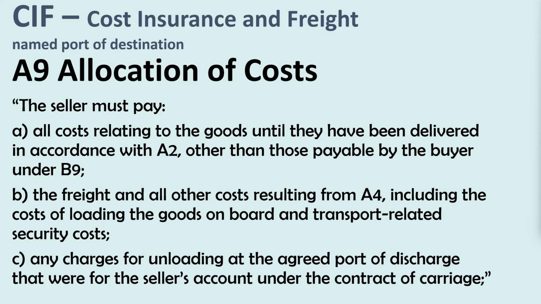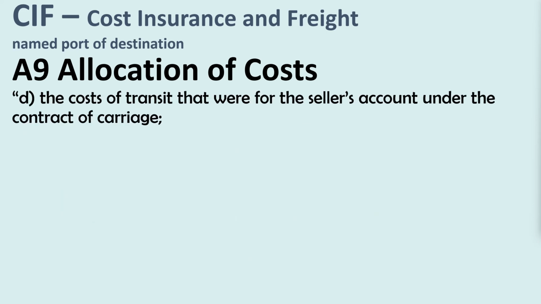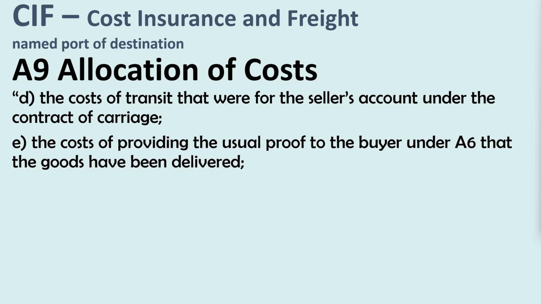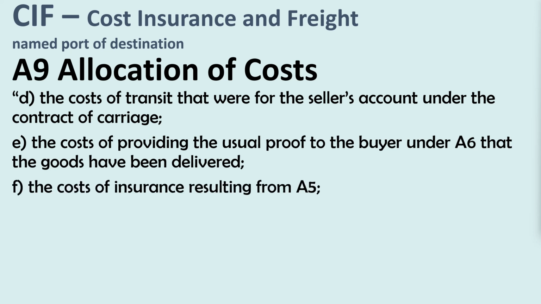The seller must pay C, any charges for unloading at the agreed port of discharge that were for the seller's account under the contract of carriage. The seller must pay D, the costs of transit that were for the seller's account under the contract of carriage. E, the cost of providing the usual proof to the buyer under A6 that the goods have been delivered. The seller must pay F, the costs of insurance resulting from A5.